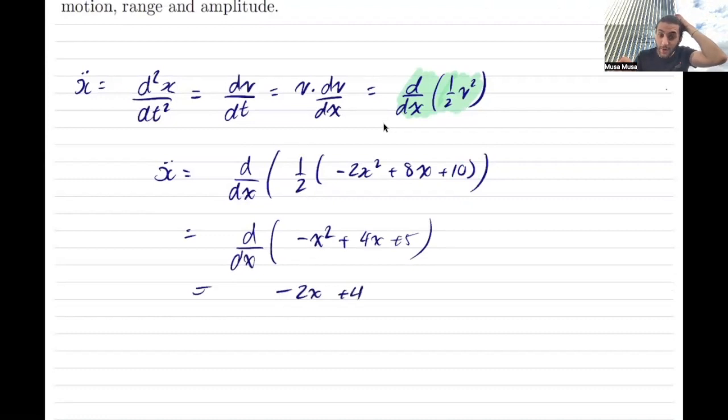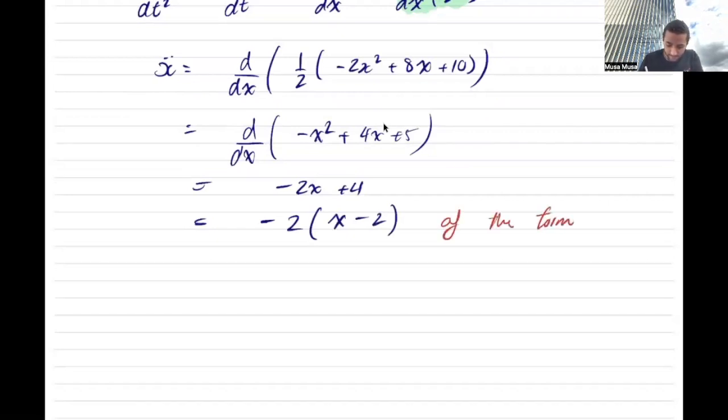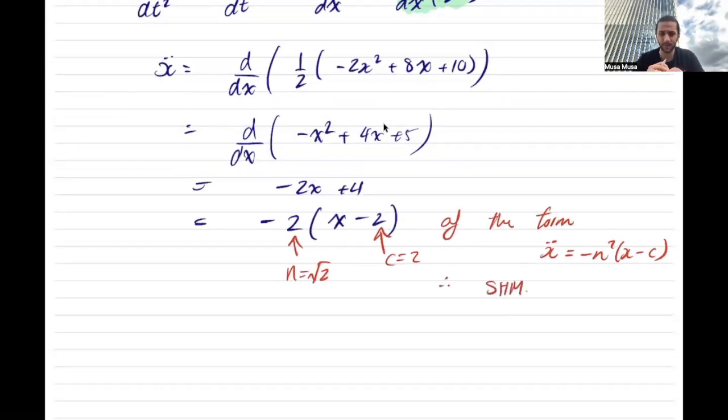Okay, what do we have to show? Well, we have to show that this is simple harmonic motion. So how are we going to show this? Because we're going to take out a negative 2, we're going to get x minus 2. Isn't this of the form x double dot equals minus n squared x minus c? It seems like c equals 2, and it seems like n just equals root 2. Very nice, very nice. So we can say, therefore, simple harmonic motion.